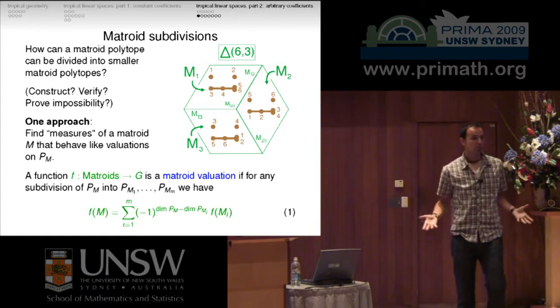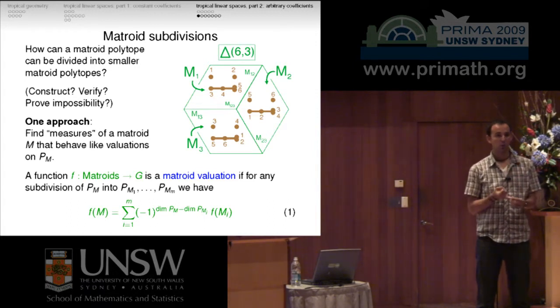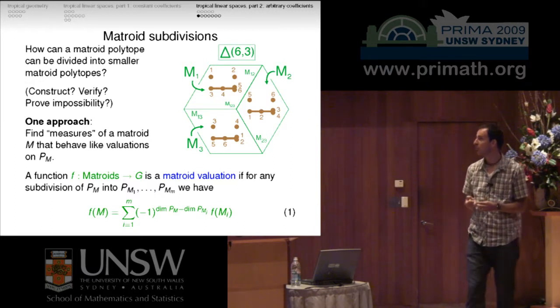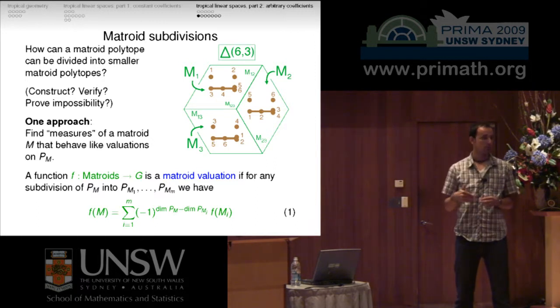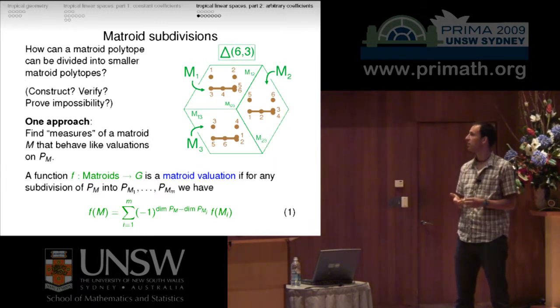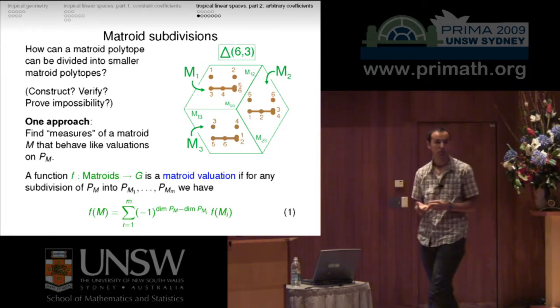Well, there's a lot of things to ask about this. First of all, where did I get the subdivision? Second of all, how do you know if I'm not lying to you? How do you check that this really is a subdivision? These are pretty complicated questions, actually. How do you construct these things? How do you verify if they really are subdivisions? How do you prove impossibility of subdivision so that you can use Lafforgue's theorem?